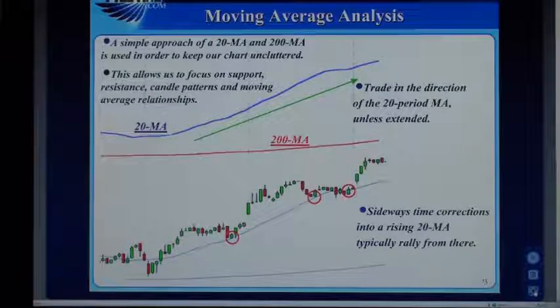And we'll look at sideways corrections, or time corrections, into a rising MA as an alert point. So you note on the red circles where prices reach the 20 MA, at those times we're looking for prices to begin to discontinue that sideways consolidation and resume the uptrend. As I said, prices typically rally from that point when they reach a rising 20-period moving average.